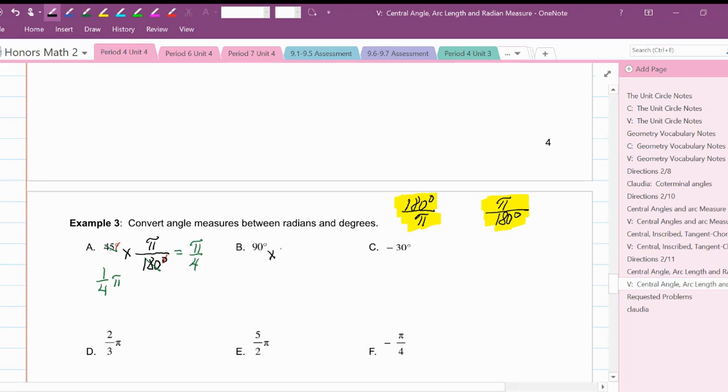And I have 90 times pi over 180. The degrees divide out, and we get pi over 2. Pi over 180. The degrees cancel. The factor of 10 cancels. 3 out of 18 is 1 out of 6, so that's negative pi over 6.